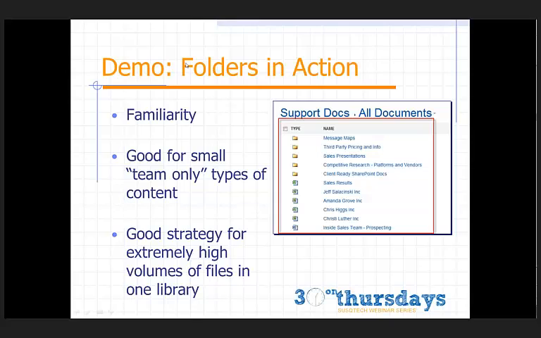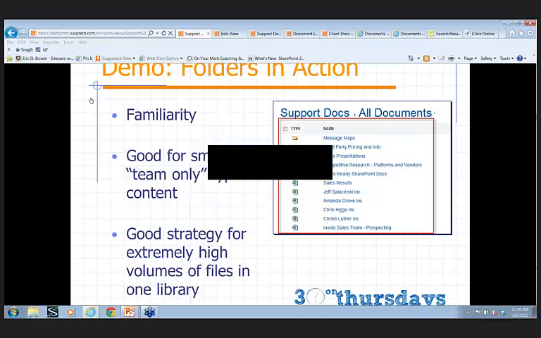So we're going to look a little bit at how we're using folders today. Some people say you should get rid of folders entirely. I don't necessarily think that's true. I think there are a few cases where you may want to use folders, and we're going to see some in action. One way I'm going to show you is for small team-only content, and I'll give you a real-life example of that. Also, we'll get into it a little bit later, but it's a good strategy for extremely high volumes of files in one library. SharePoint has limits on how many files you can see in one view, and it's around 5,000. So if you have a really big archived document library with lots and lots of content, and I've seen them, you may still want to consider folders to break that down and provide different views.